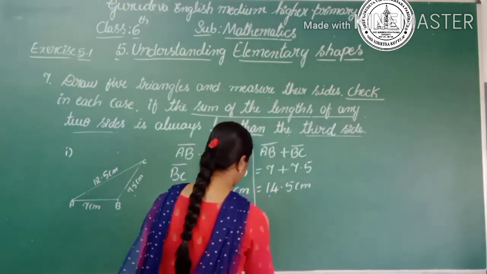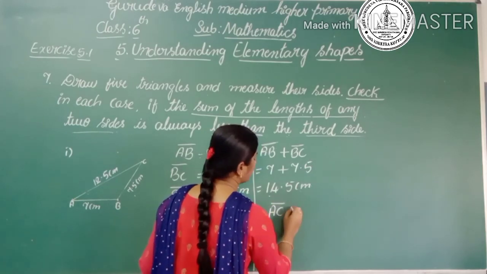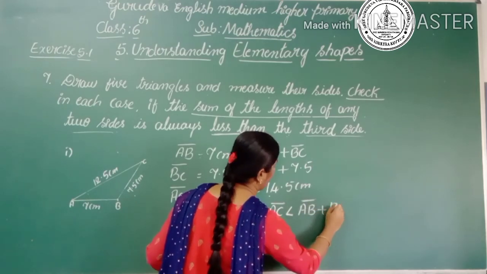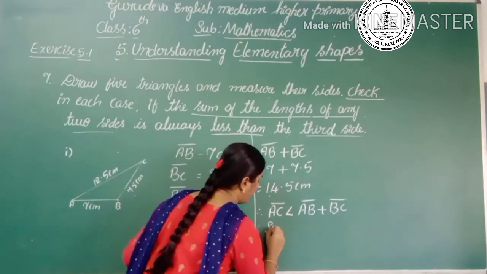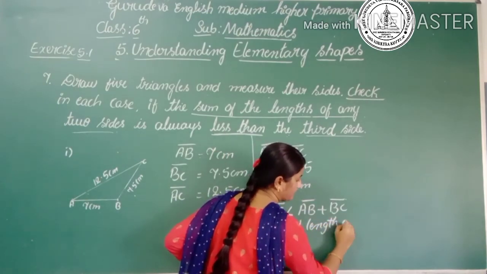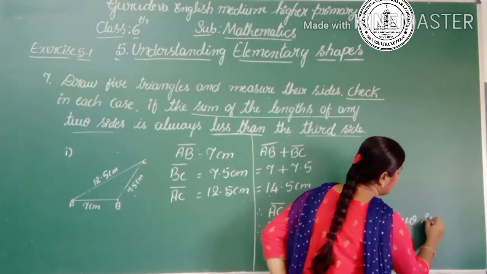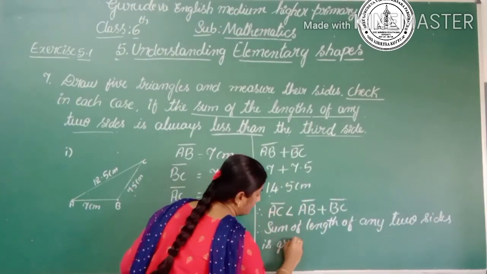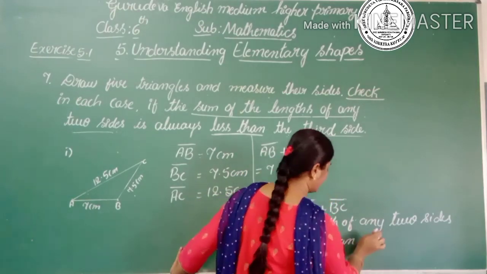Yes, we can write here, therefore, AC is less than the sum of the lengths of AB and BC. Right? Yes. Therefore, we can write that the sum of the lengths of any two sides is greater than the third side.